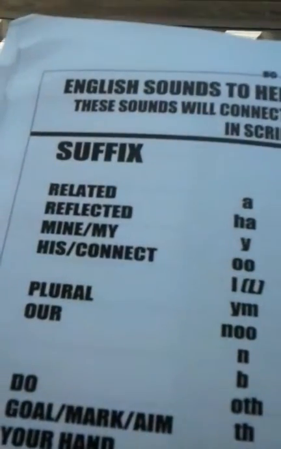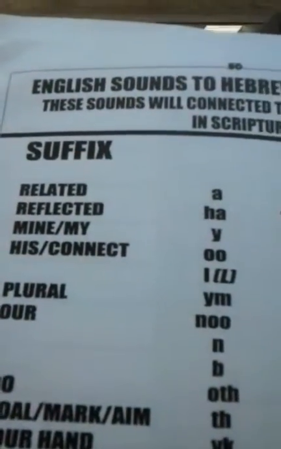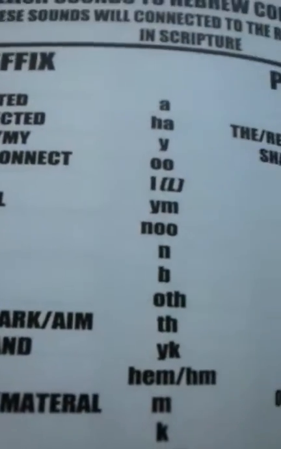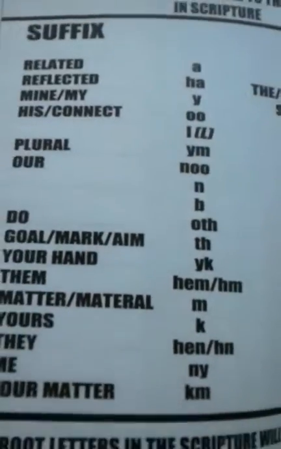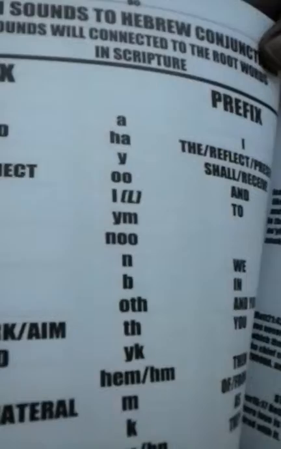Going on, Yam at the end. A lot of people that study Hebrew already know this, but Yam means plural things. Nu means our, and etc. So just going down, showing all these, kind of showing how they work.